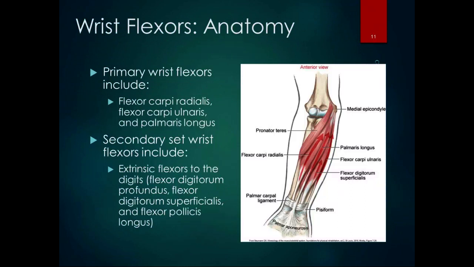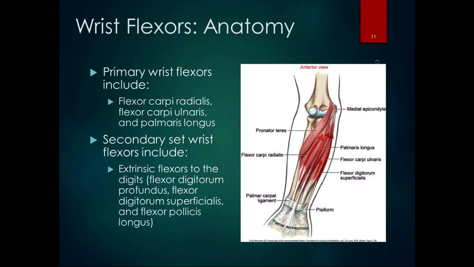So onto the wrist flexors. Just like the wrist extensors, their name tells you everything. They're the best muscles in the body for that. The primary wrist flexors include the flexor carpi radialis, flexor carpi ulnaris, and the palmaris longus. And we'll talk about the palmaris longus. The secondary set of wrist flexors include the extrinsic finger flexors, which are the flexor digitorum profundus, flexor digitorum superficialis, and flexor pollicis longus, which does the thumb. So we'll talk about all of those.